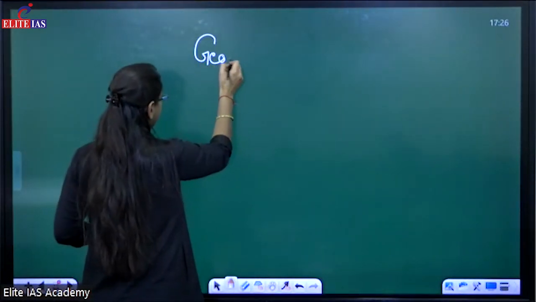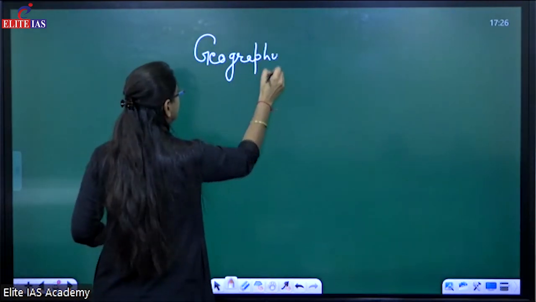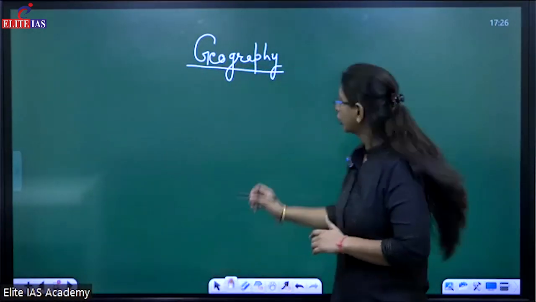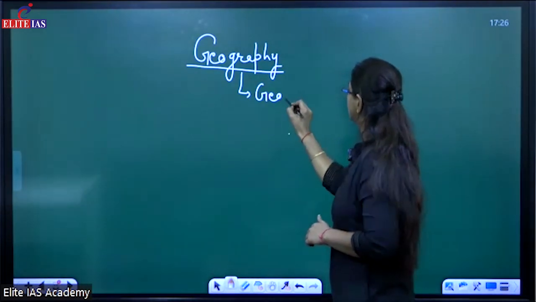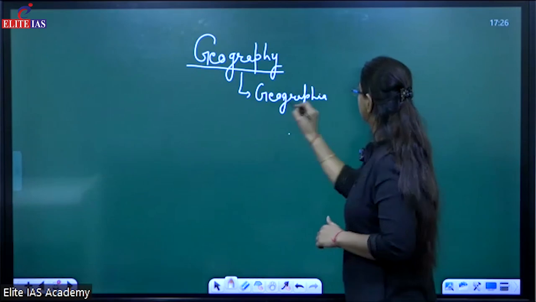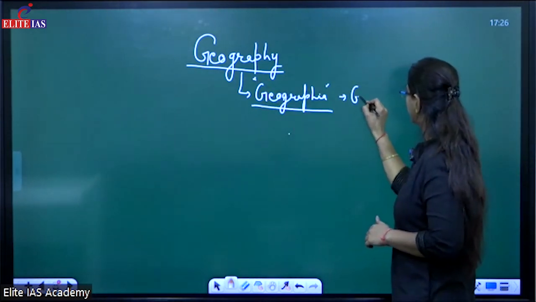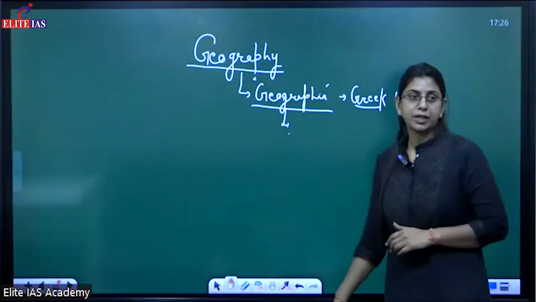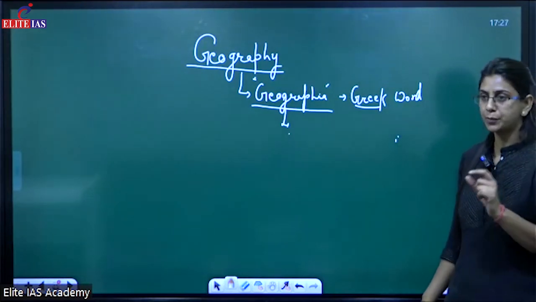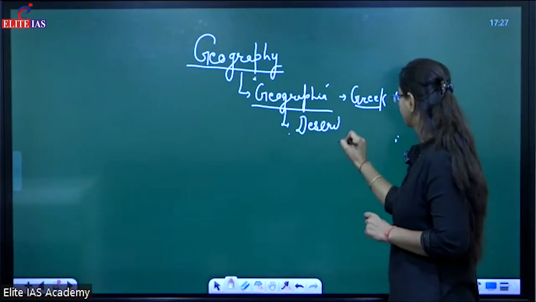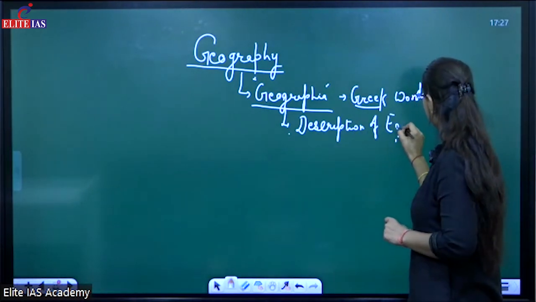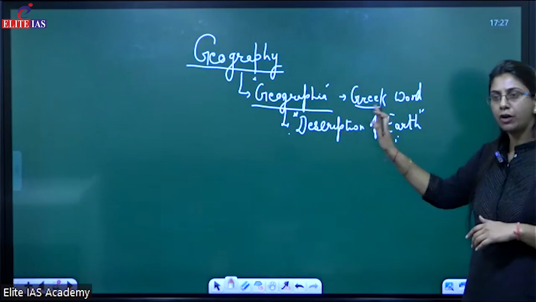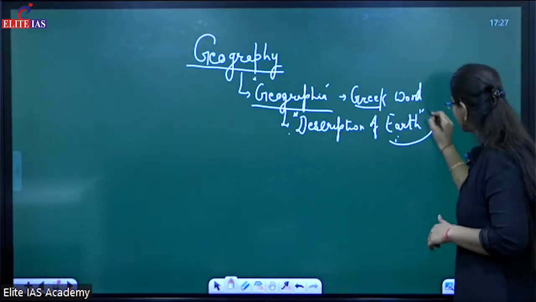Now, let us discuss the word geography. Actually, this word geography is derived from geographia, which is a Greek word, and it means the description of Earth. So geography means description of Earth. That is clear.